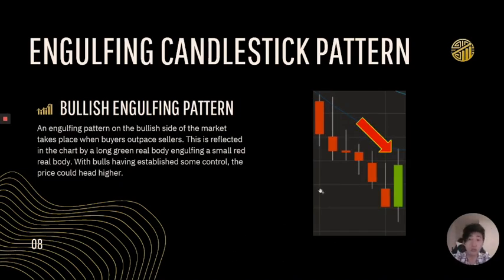Now, this is the opposite. This is called the bullish engulfing pattern. An engulfing pattern on the bullish side of the market takes place when buyers outpace sellers. So as you can see here, this is the opposite, where let's say the stock or the candlesticks are on a downtrend, or they are making lower lows, lower highs. They're basically climbing down the stairs, meaning it's a poor, unhealthy movement until what happens?